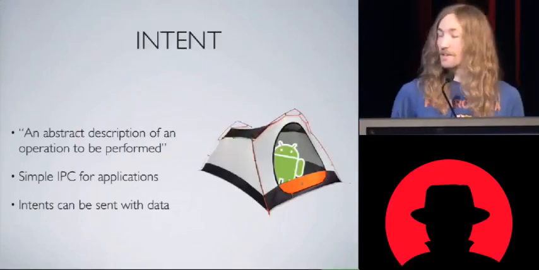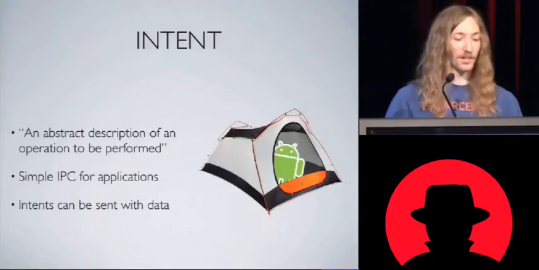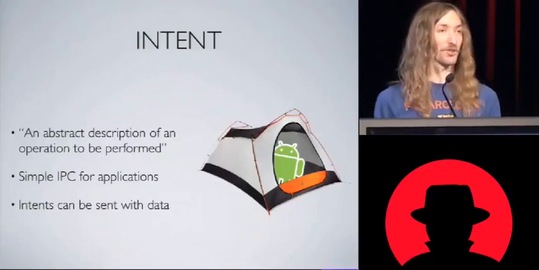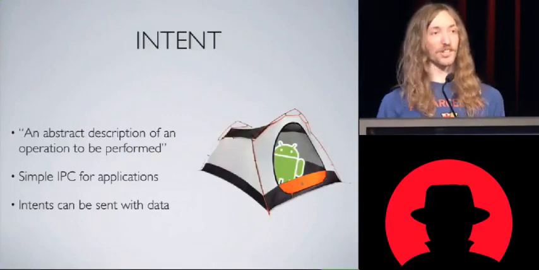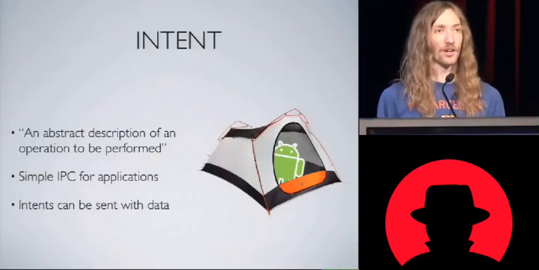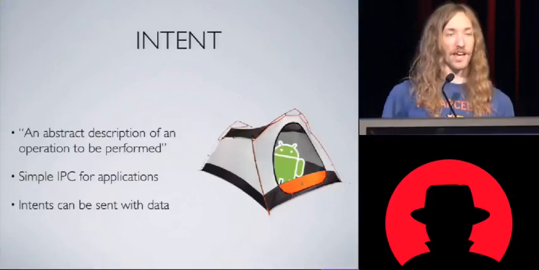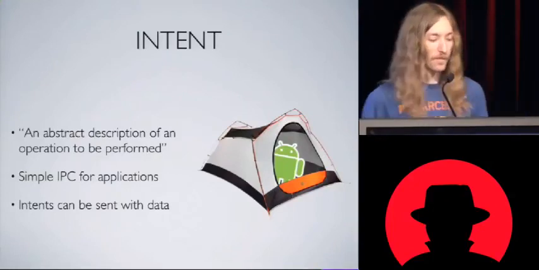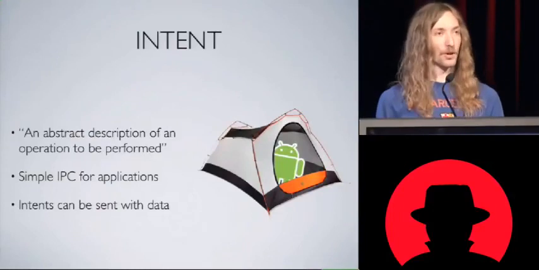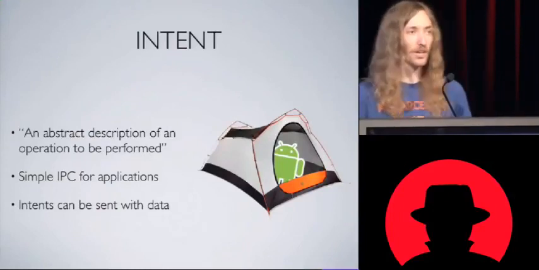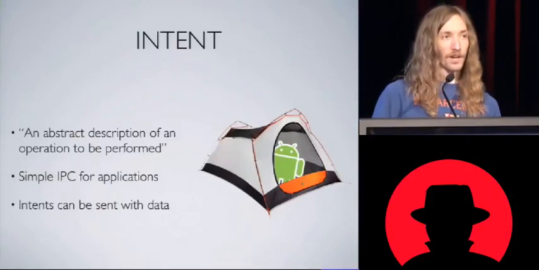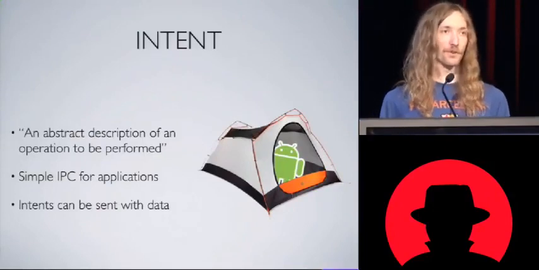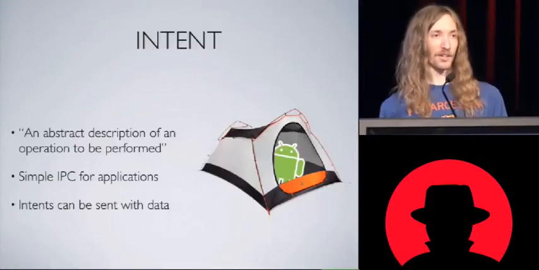Intents. So Android intents are basically, in the documentation, it says an abstract description of an operation to be performed. So this is essentially just a simple data structure of an action and data associated with that that's passed in the form of a URI. And we use this as basically low overhead IPC between applications so that we can say, hey, we want to start a browser, here's a URI for this, or we want an action view, here's some content data.